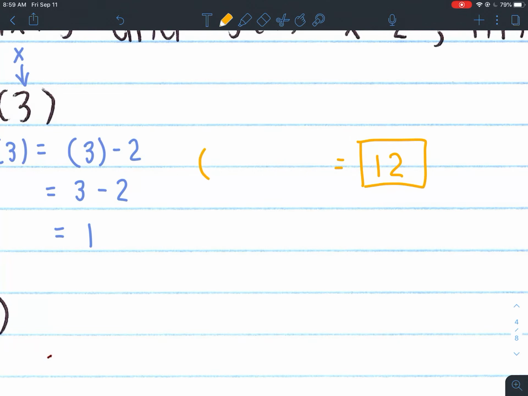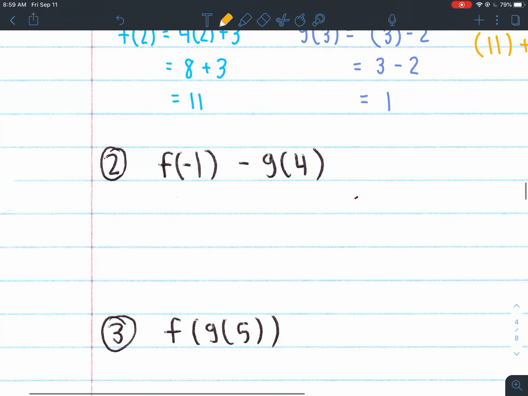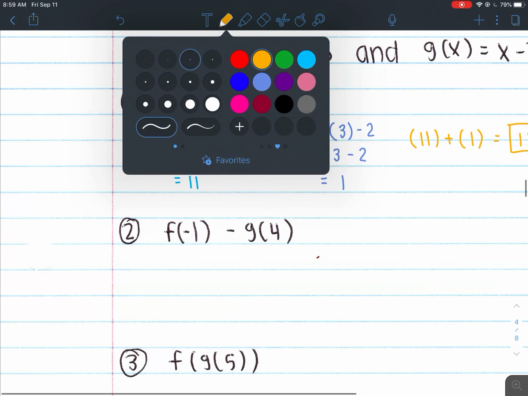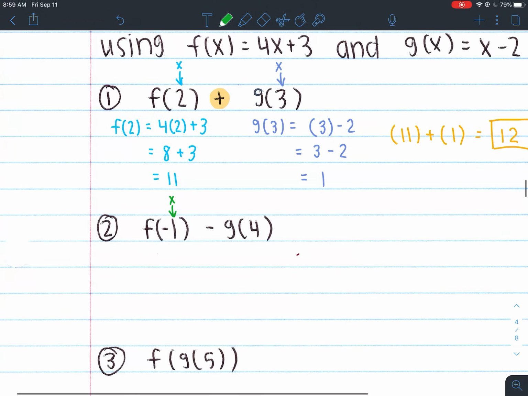And again, I probably should have put parentheses around this. 11 plus 1 just gives me 12. Okay, now we're going to solve for f of negative 1. Now remember, f of negative 1, the negative 1 is in place of the x. So they're wanting you to plug in a negative 1 for anywhere you see an x in the f function. So make sure you're using the right function.